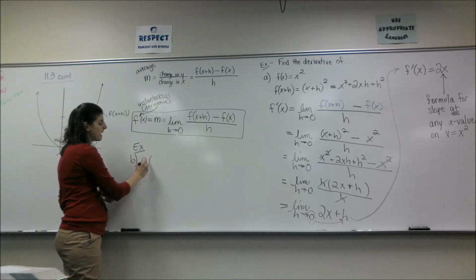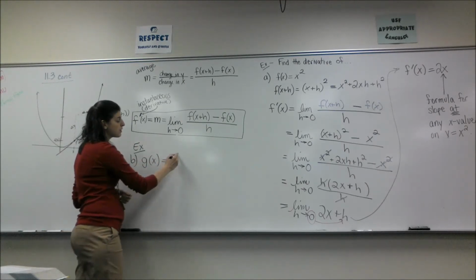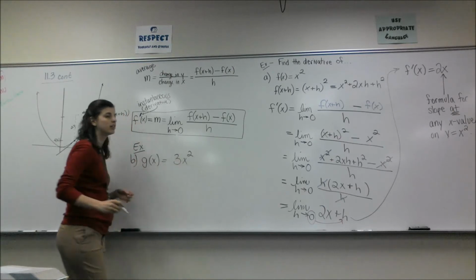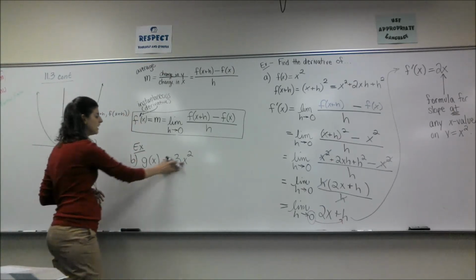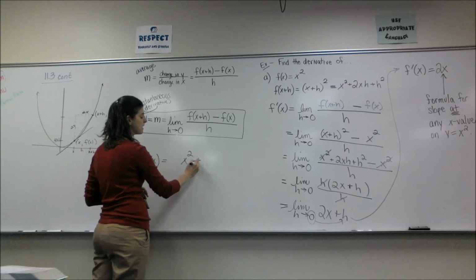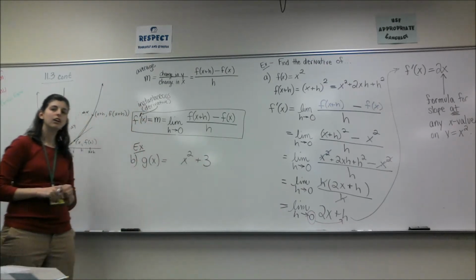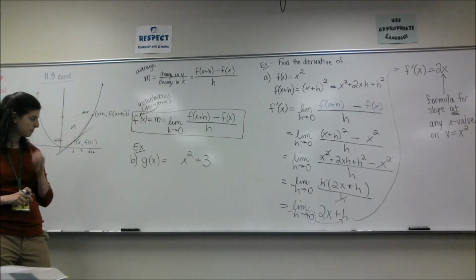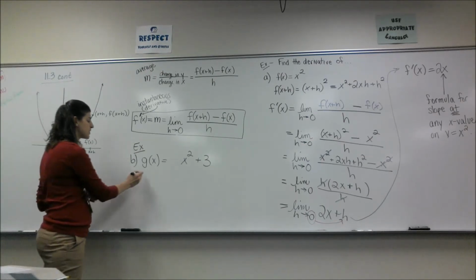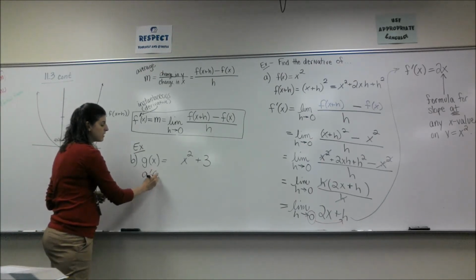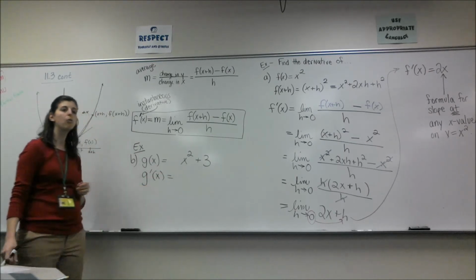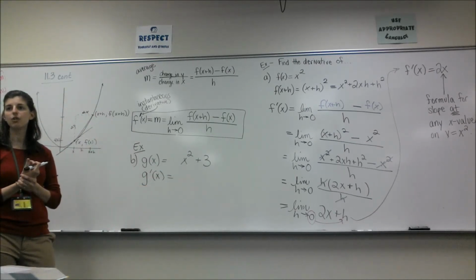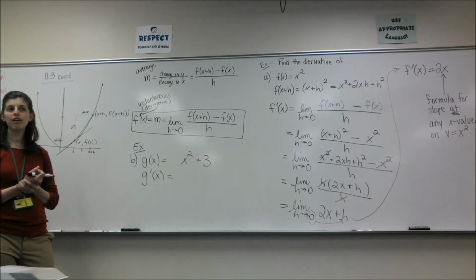Let's say that g of x equals 3x squared. Yeah, let's put it plus 3 to begin with. I changed my mind on which thing I wanted to do with you first. So g of x equals x squared plus 3. I'd like you to see if you can make a conjecture or hypothesis about what g prime of x is going to equal. I want all brains involved.